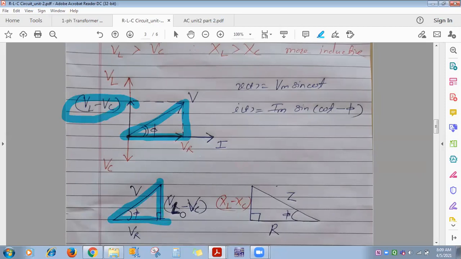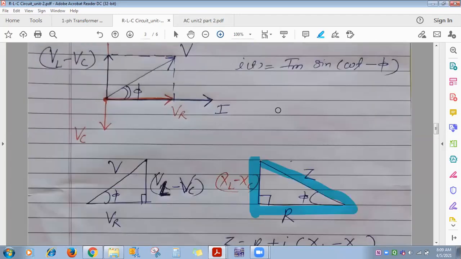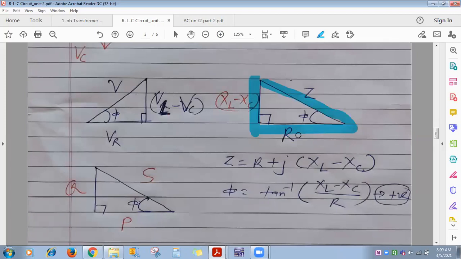VL minus VC. So we know how we get the impedance triangle. If you divide every side of the voltage triangle by current, you will get the impedance triangle. Okay, so along this Z will be there, along this R, and along this XL minus XC. Then you can consider its mirror image also. You can consider its mirror image also of the impedance triangle, voltage triangle, and power triangle. Both of them are correct.